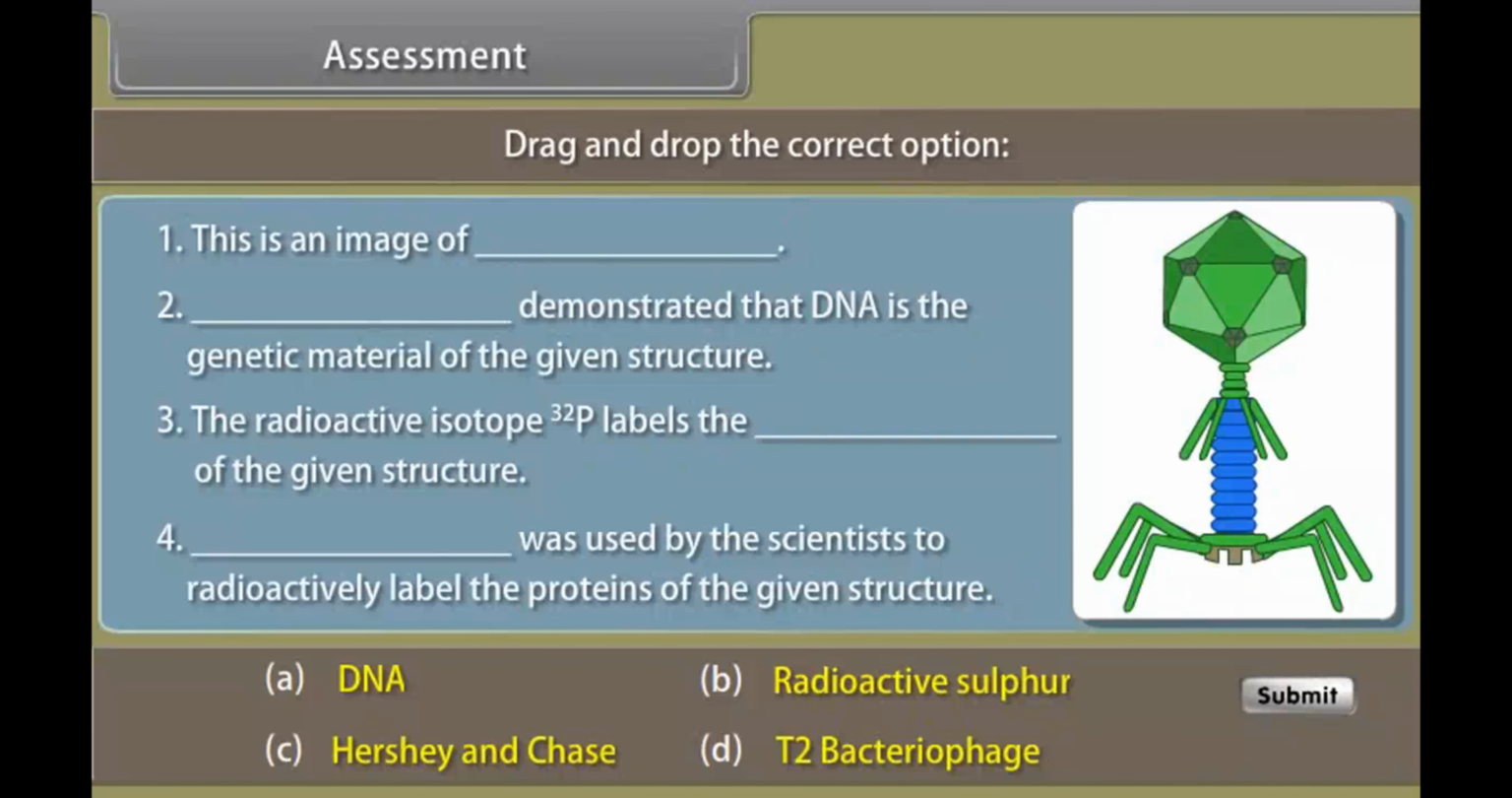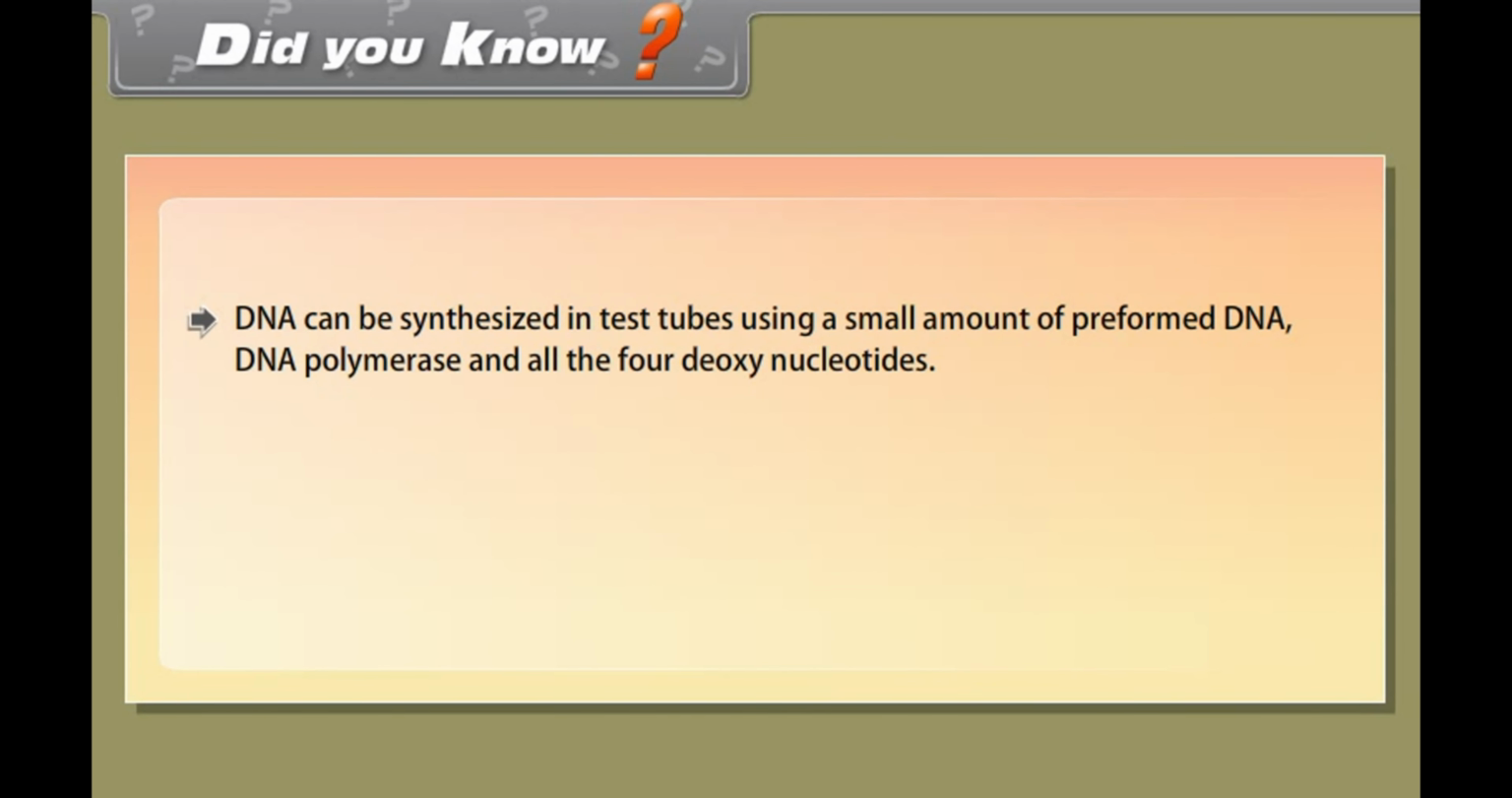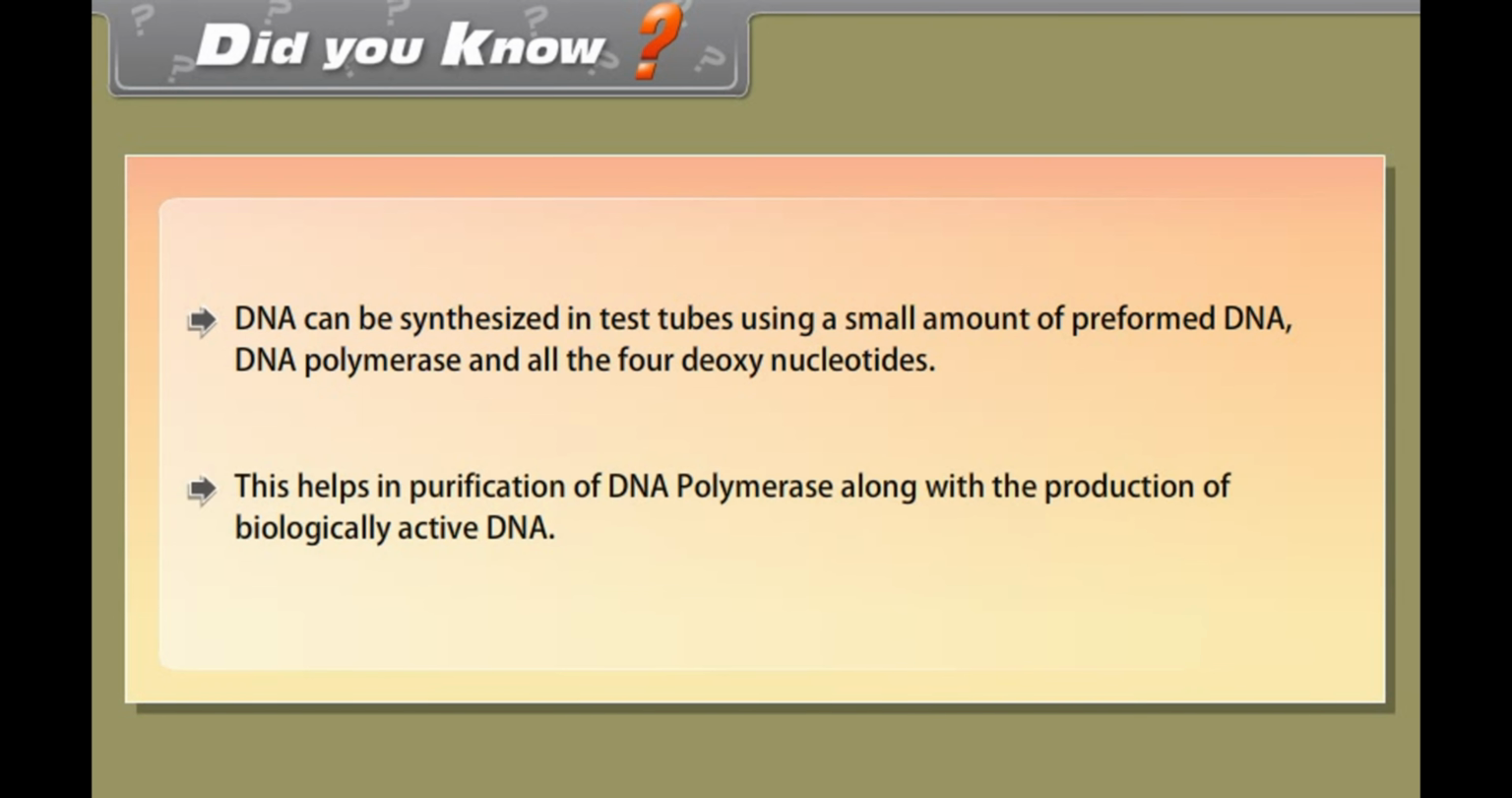Assessment. Before proceeding further, let us know how much you have learned. Drag and drop the correct option. Did you know? DNA can be synthesized in test tubes using a small amount of preformed DNA, DNA polymerase, and all the 4 deoxynucleotides. This helps in purification of DNA polymerase along with the production of biologically active DNA.